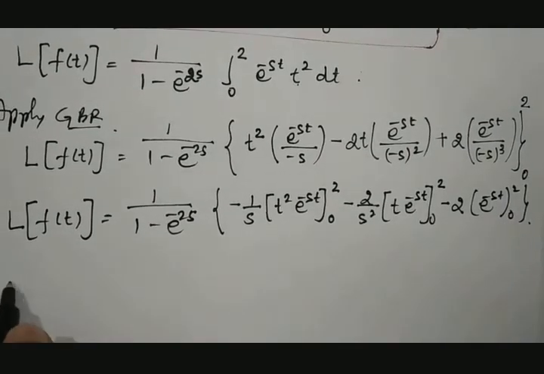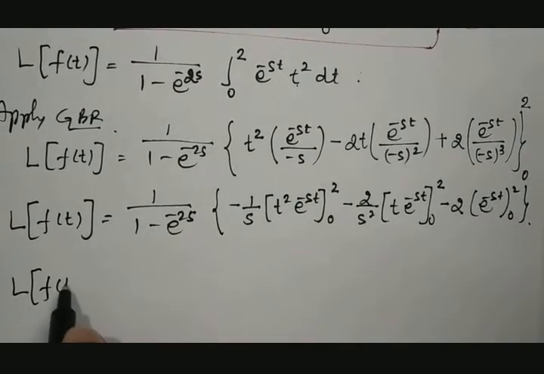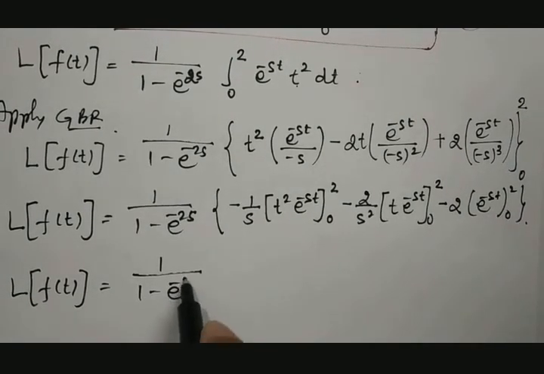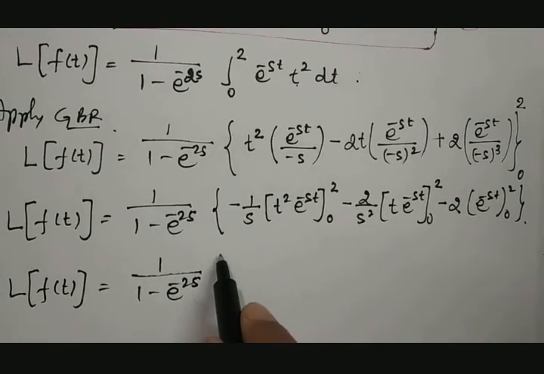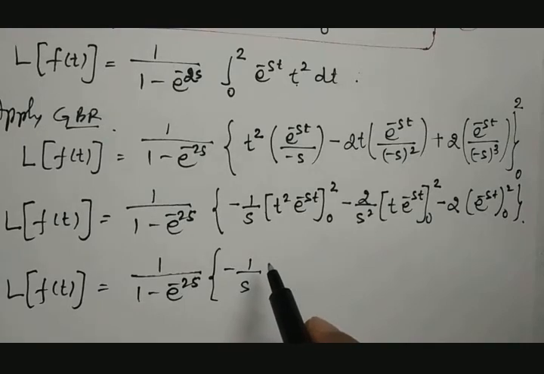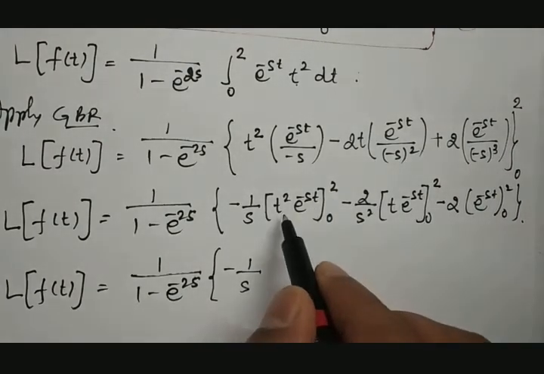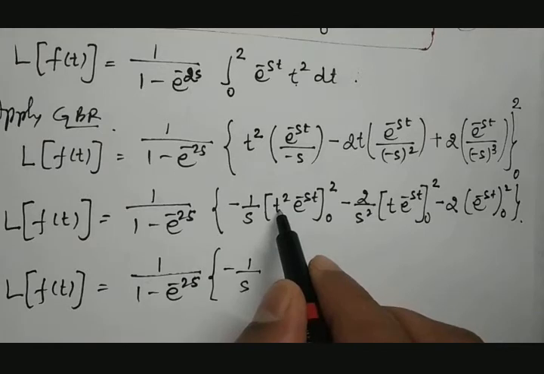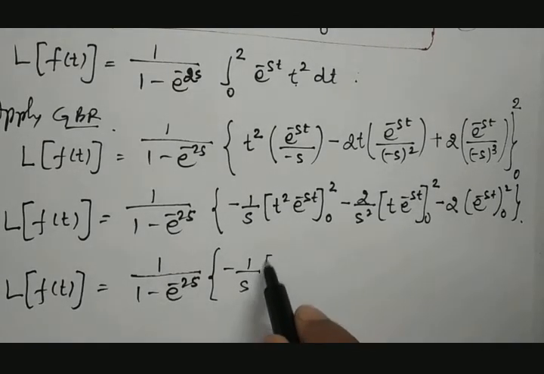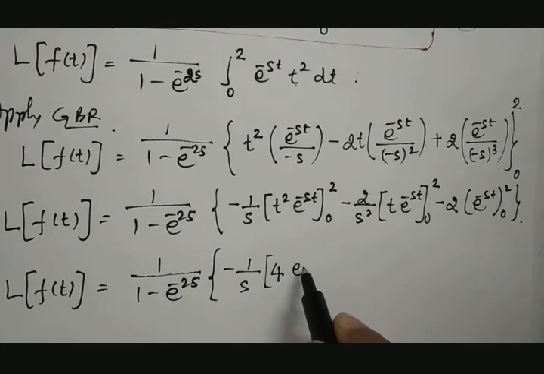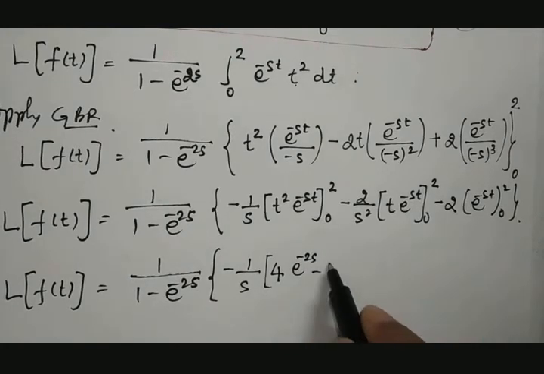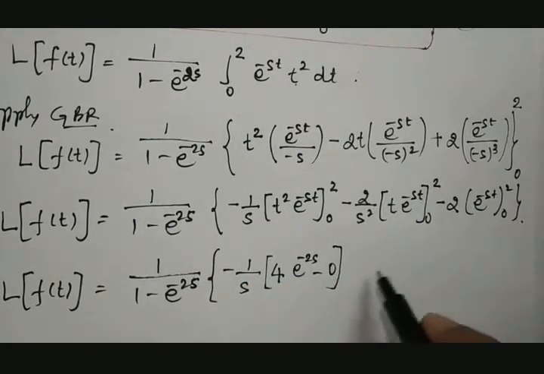Therefore Laplace transformation of f of t is equal to 1 divided by 1 minus e raised to minus 2s into minus 1 divided by s. If you substitute upper limit here, then it becomes 2 square. 2 square will be 4 into e raised to minus 2s. If you substitute lower limit, 0, because 0 into anything is 0.